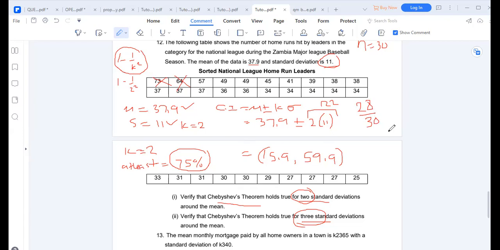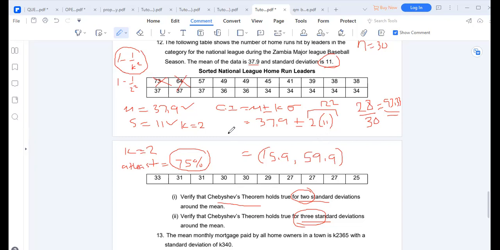So when you divide 28 by 30, we're going to get 93.33. So we can say, yes, Chebyshev is true for 2 standard deviations, because if you got anything less than that, we'd say it's false. So here we've manually counted how many figures are within 15.9 and 59.9. They're 28. If you calculate them manually, you'll find that they're 28 out of 30. So 93.33.